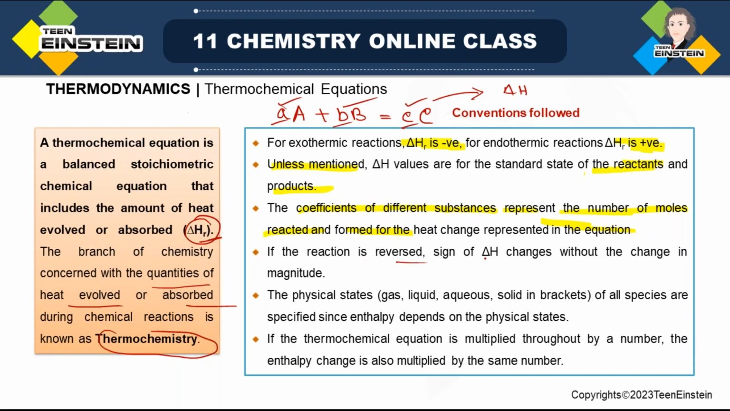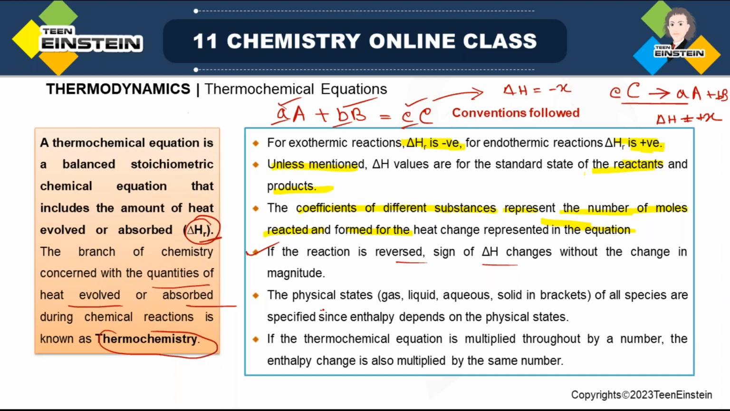If the reaction is reversed, the sign of ΔH changes. Suppose you are reversing this equation. Now the equation is C producing A and B. This is the reverse reaction. So for the first equation, if ΔH is minus X, now for this ΔH will be plus X, right? That is mentioned here: if the reaction is reversed, the sign of ΔH will also change.